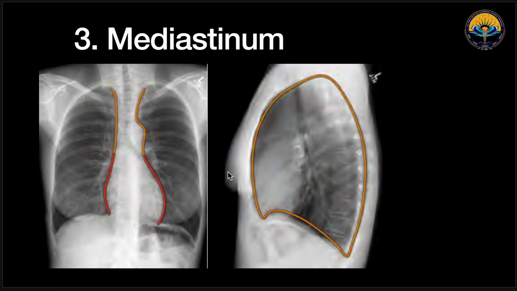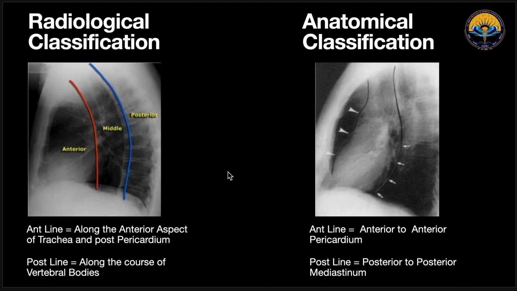Okay, now coming to the mediastinum, we have two main classifications. First is the radiological or the Felson classification, and second is the anatomical classification. The Felson classification says that there's one anterior line and one posterior line. The anterior line runs from the anterior aspect of the anterior end of the trachea to the posterior aspect of the posterior pericardium. The posterior line goes along the vertebral bodies.